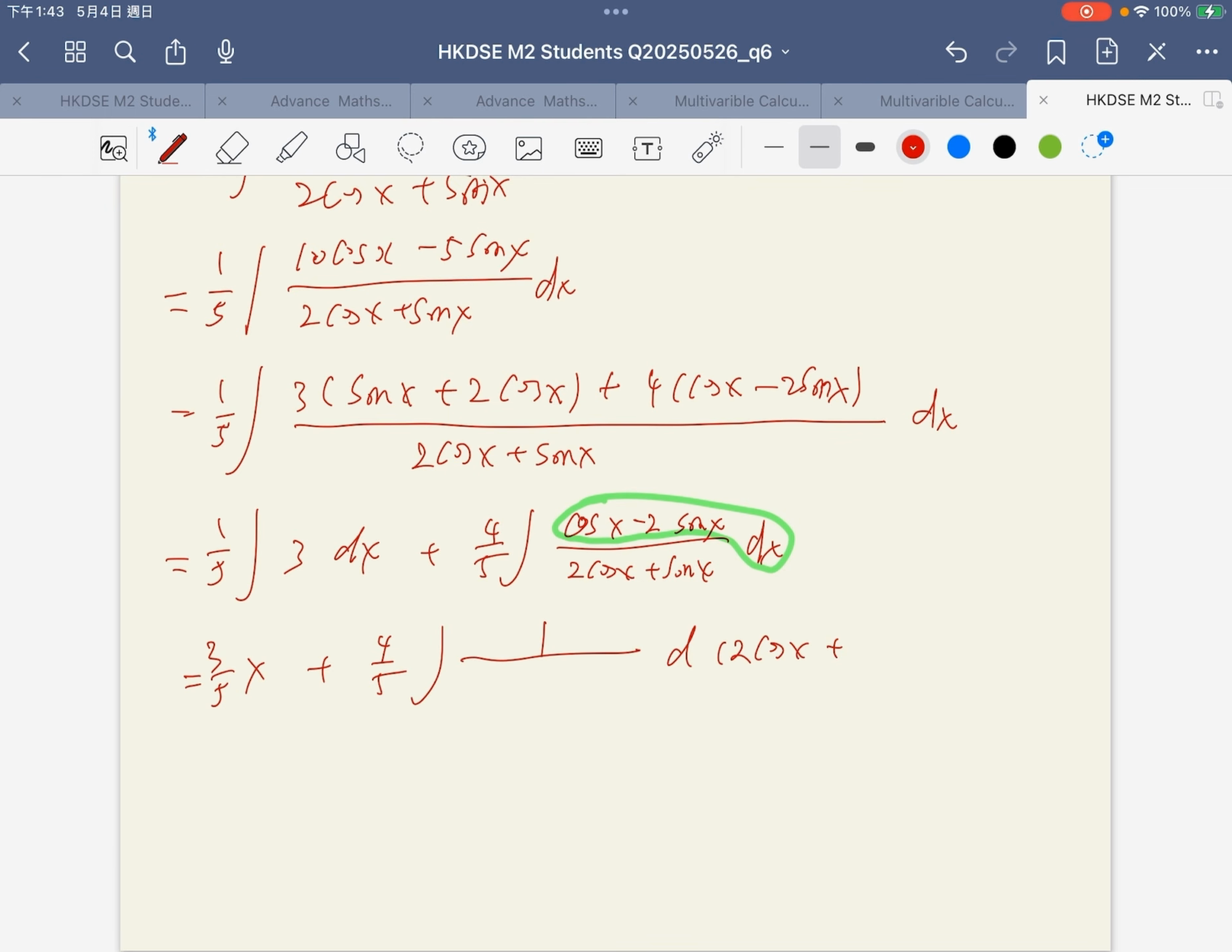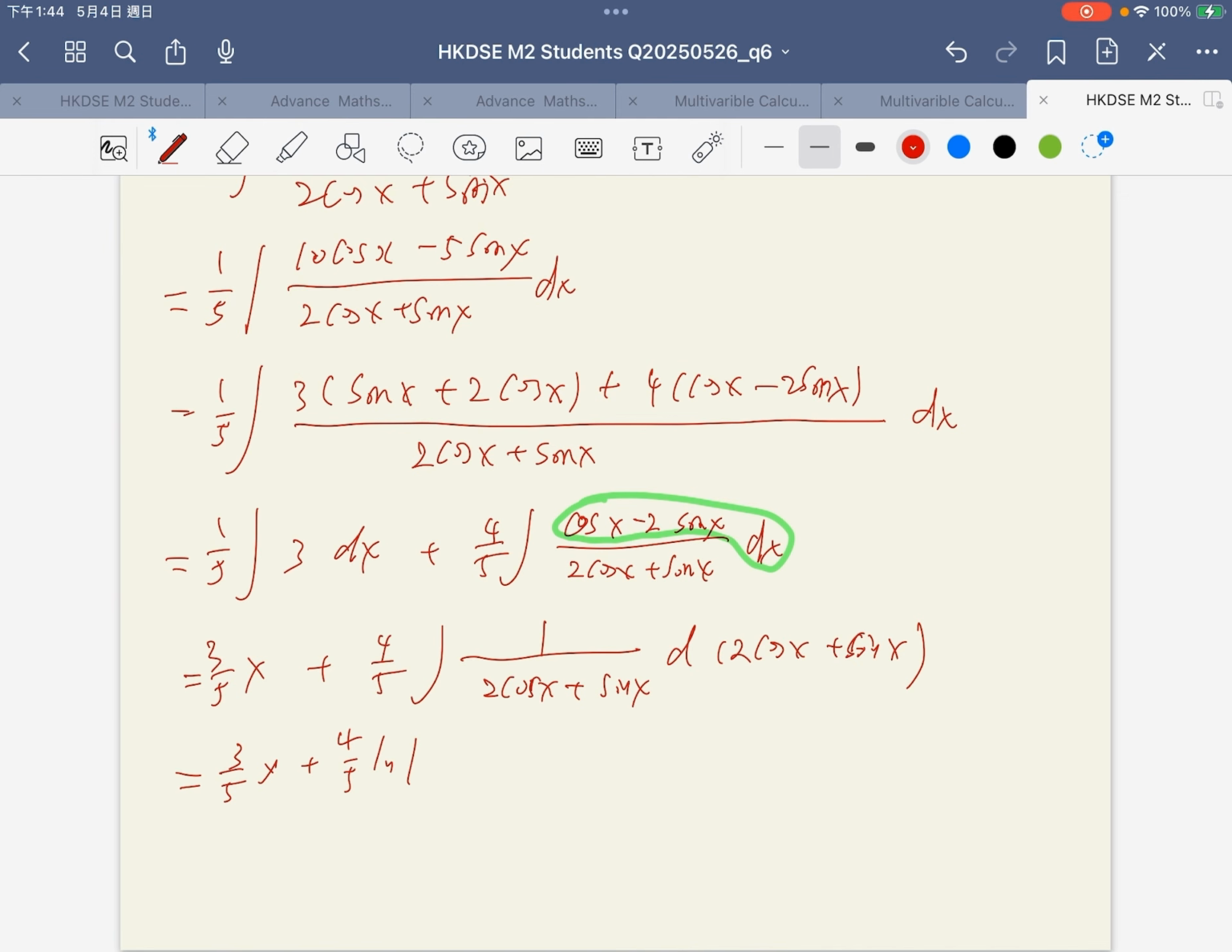D 2 cosine x plus sine x. The expression enclosed by the green highlight becomes D 2 cosine x plus sine x. So lucky. Actually, this is the creative part. If you know how to create the format of the differentiation, you can get most of the question.